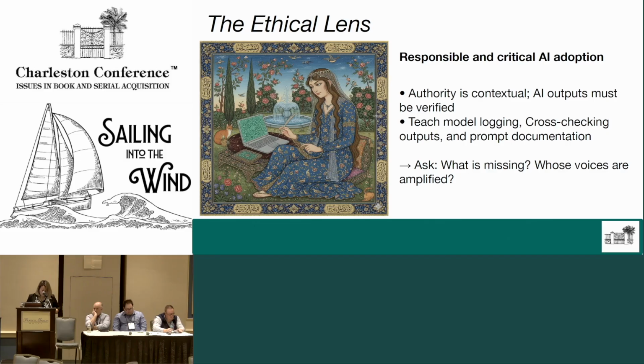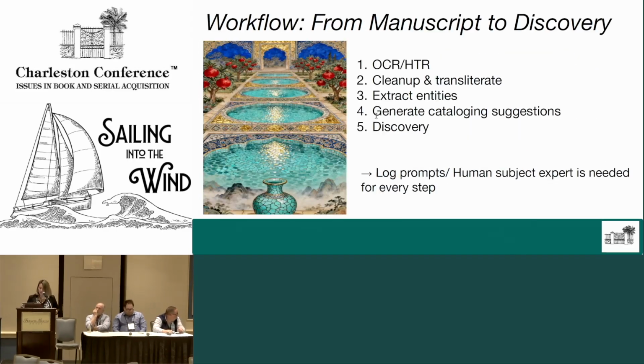Cross-checking output, or triangulation, verifies AI-generated information against multiple reliable, credible sources to catch errors, ensure accuracy, and mitigate biases. And we need to ask, in the AI output, what is missing, whose voices are highlighted, and whose are excluded. I'm going to talk about this later.